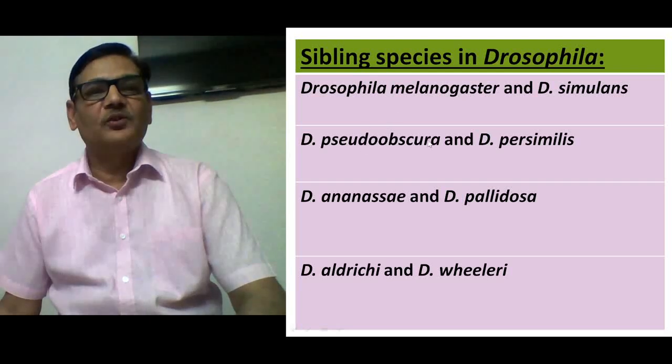Likewise, Drosophila pseudoobscura and Drosophila persimilis, these two are sibling species. That is, they look quite identical, but they are reproductively isolated. Drosophila ananassae and Drosophila pallidosa, this pair is also known to be sibling species, and Drosophila eldrichi and Drosophila willeri are also morphologically similar, but they are reproductively isolated.